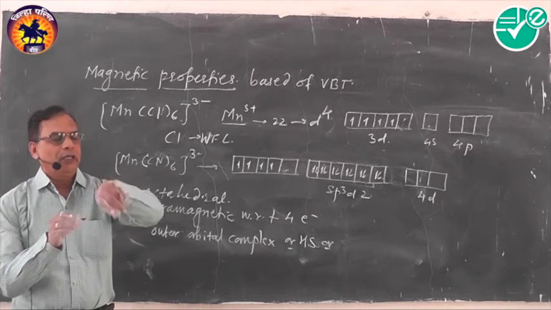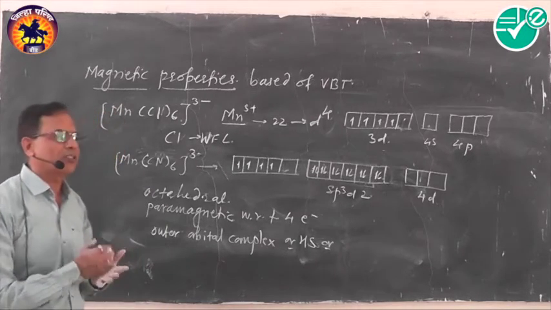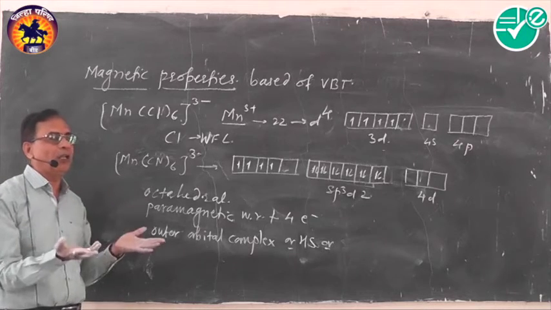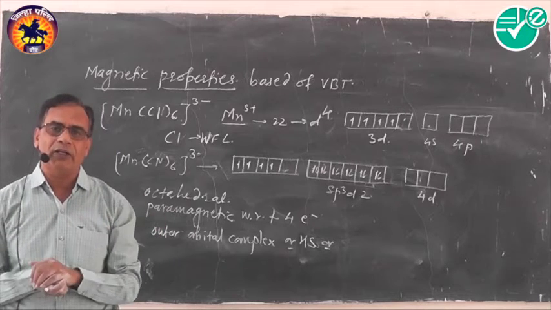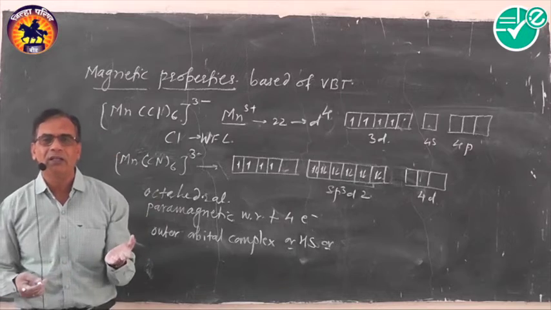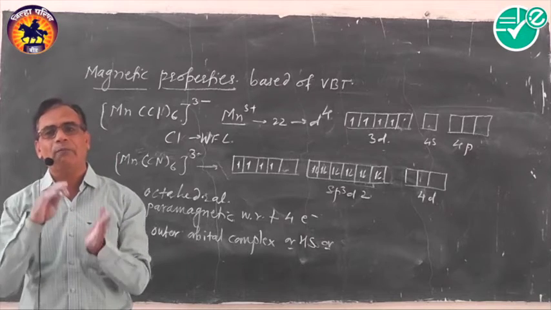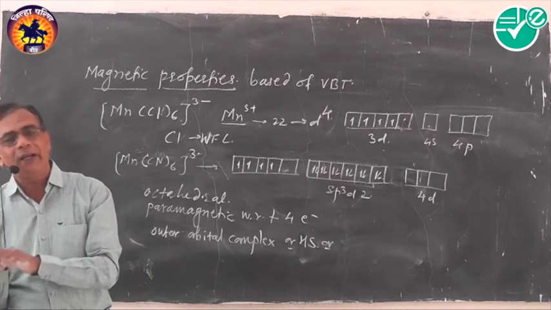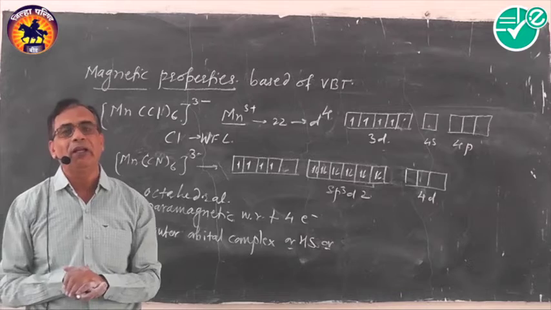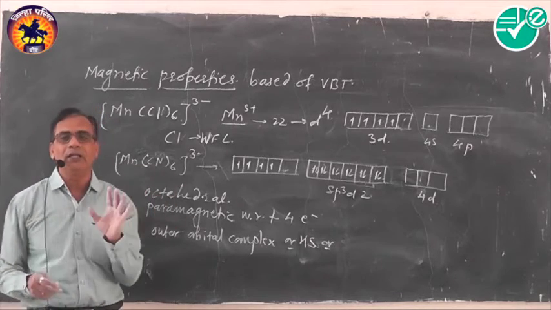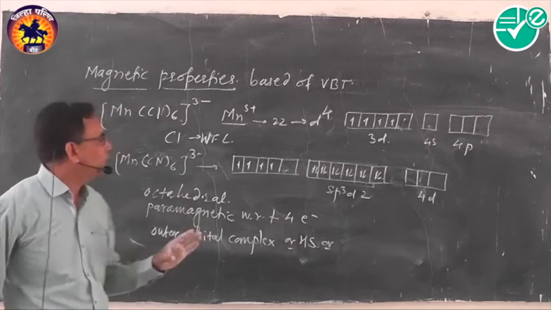If the same metal ion has different ligands, then the same metal ion shows inner orbital and outer orbital complexes, and their magnetic behavior is different. Some of the complexes are paramagnetic, some are more paramagnetic or less paramagnetic, some are paramagnetic and some diamagnetic, having the same metal ion but different ligands. This magnetic behavior is explained on the basis of VBT.